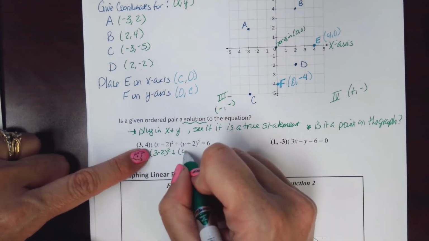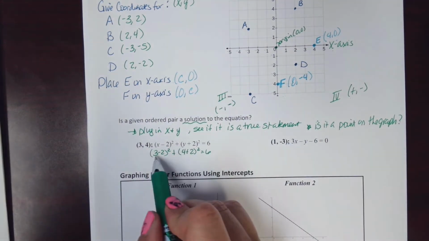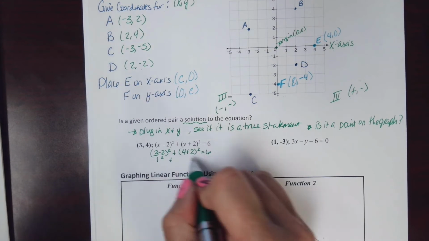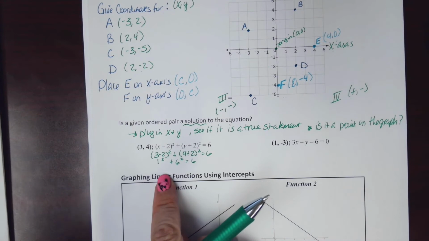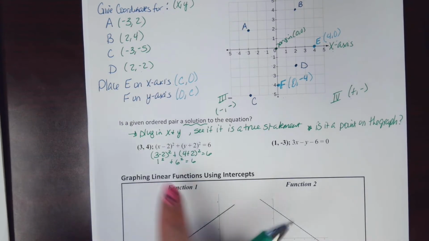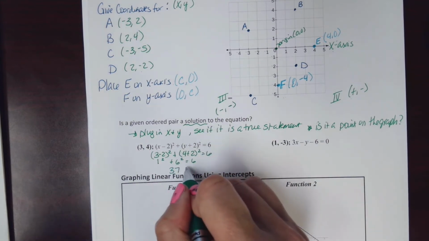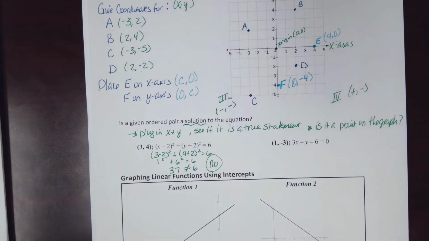and 4 for y, and then I use order of operations to solve. 3 minus 2 is 1. 4 plus 2 is 6. And I can see right now that's not going to be a true statement. 1 squared is 1, 6 squared is 36. 1 plus 36 is 37, and that does not equal 6. So no, that is not a solution.